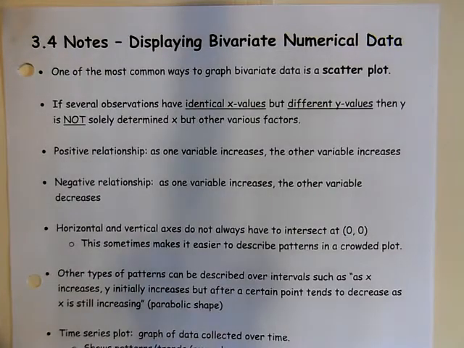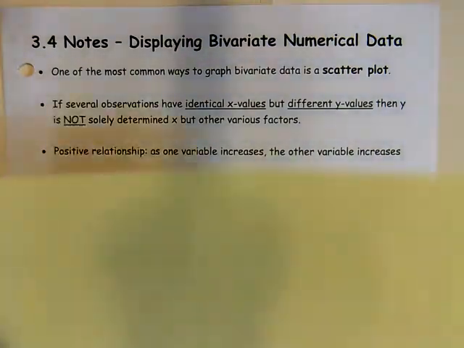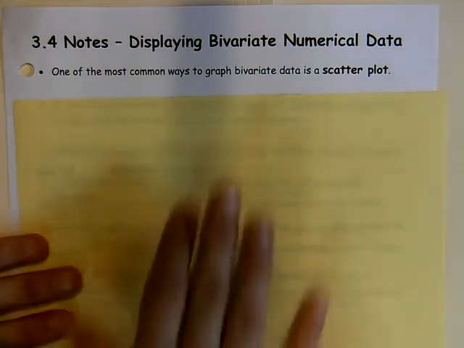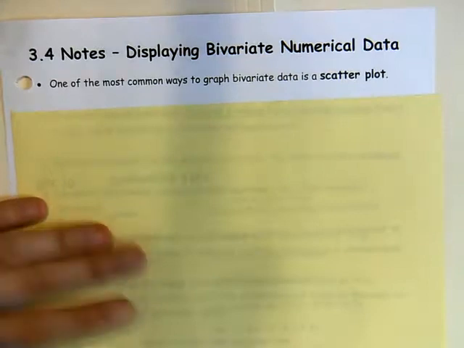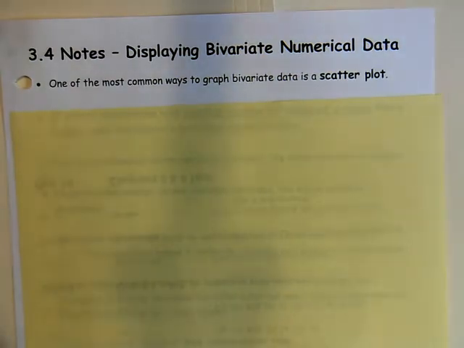Okay, so for 3.4, there's really no notes that I'm going to give you. I just want you to write these on a separate sheet of paper. So we're going to look at bivariate data. Everything we've done in Chapter 3 so far has been for univariate data. So this is looking at bivariate data. I just read this out loud to the class, and then they copy it down.